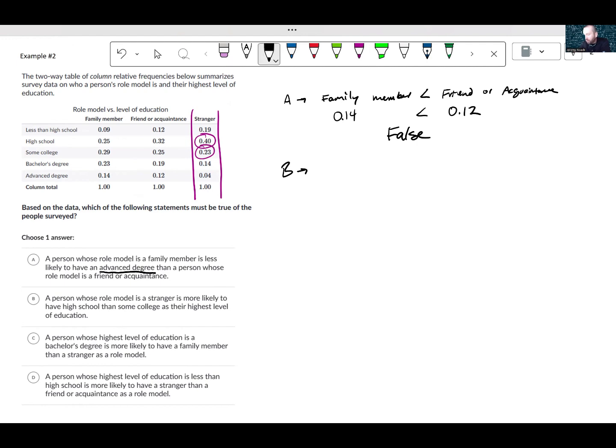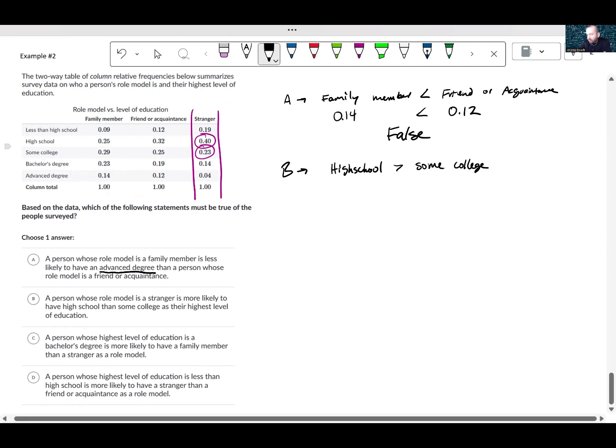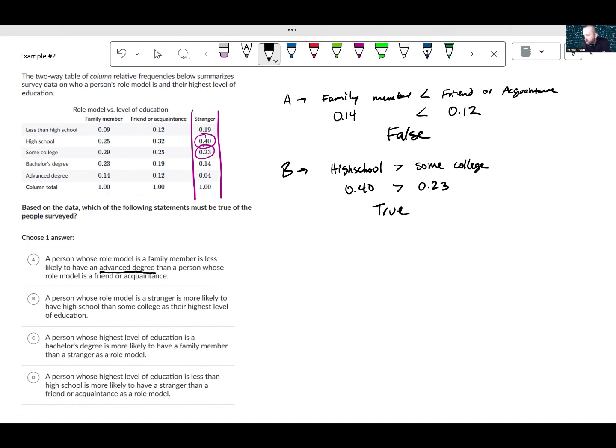Now, I forgot to write out our original statement. It says a person whose role model is a stranger is more likely to have high school. So we're going to say high school is greater than some college, as their highest level of education, given that their role model is a stranger. So for high school it's 0.40, which is greater than 0.23. And that's a true statement. These add up to 100%, and so we can conclude that that's true.